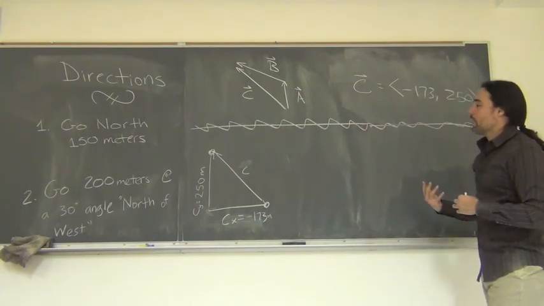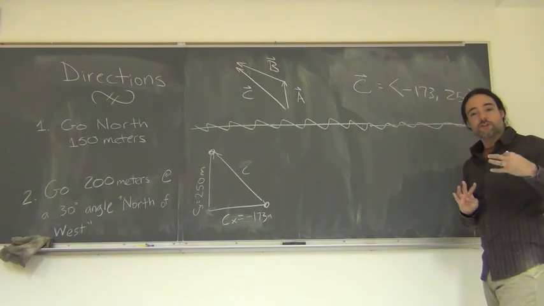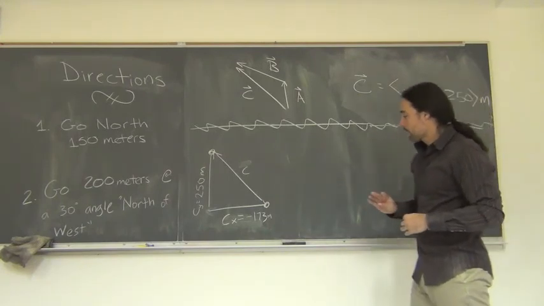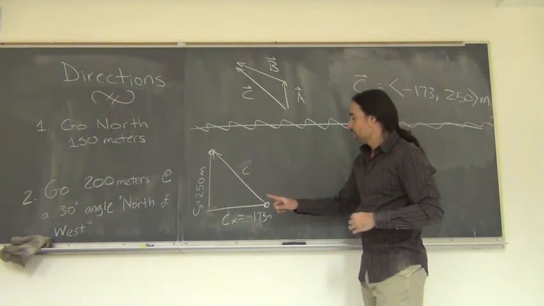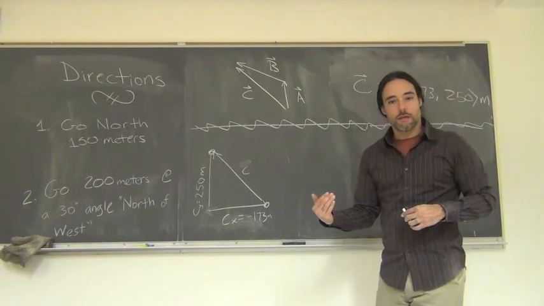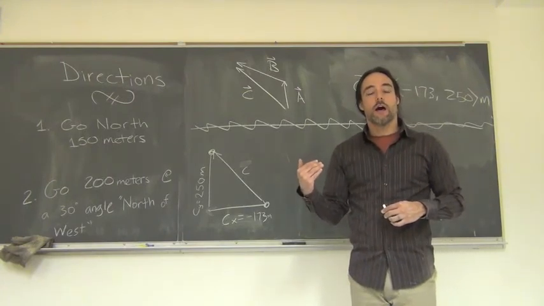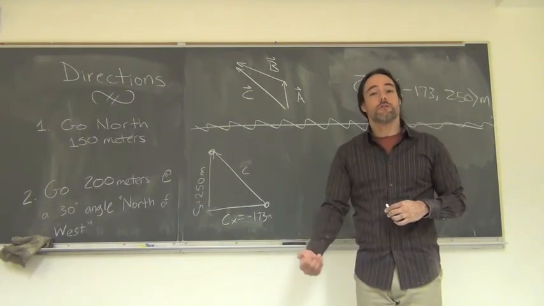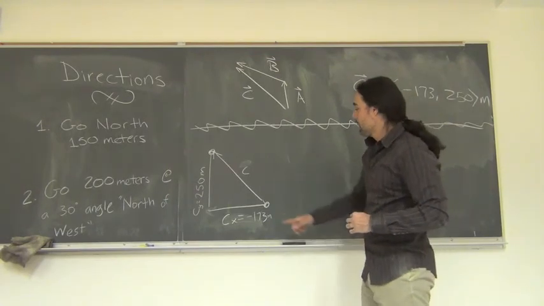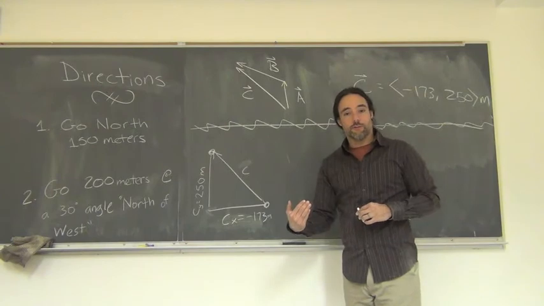How far have we traveled on net? Well, that's not necessarily an easy question to answer. The reason being is that we can't just add the magnitudes of A and B. So A was 150 meters, B was 200 meters. Again, I can't just add 150 meters to 200 meters because we've actually gone a shorter distance.